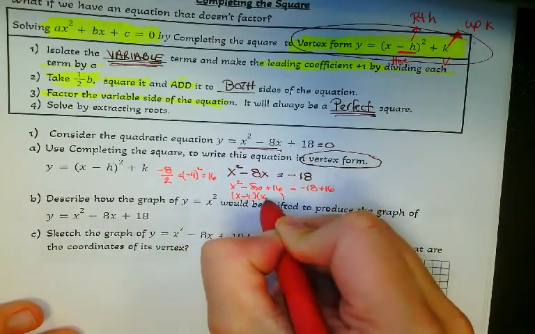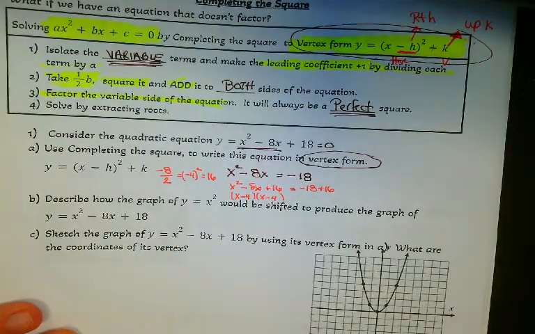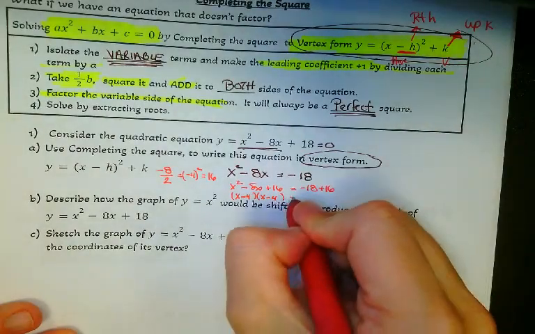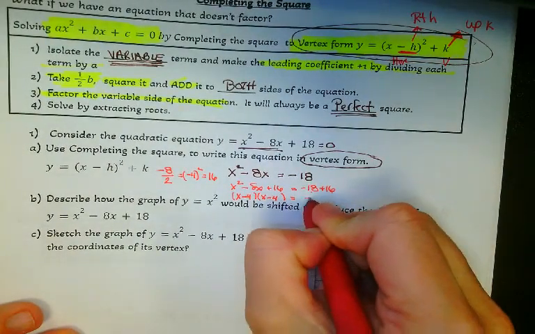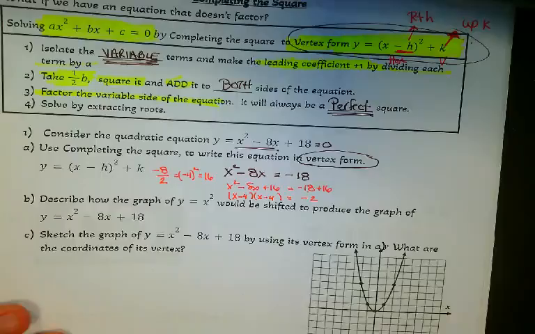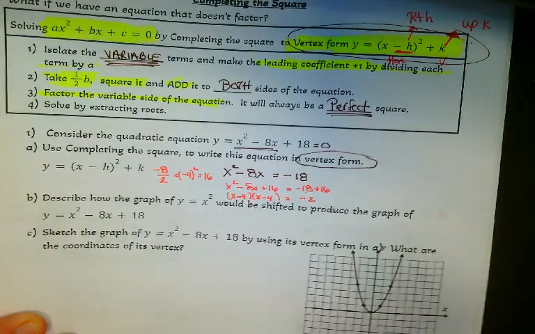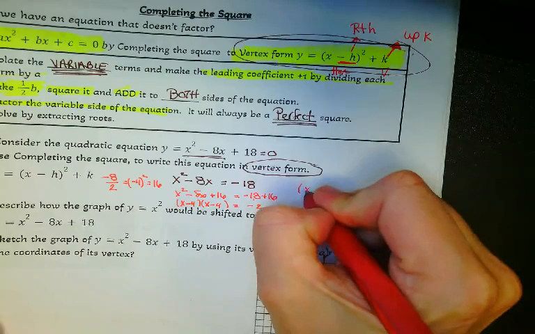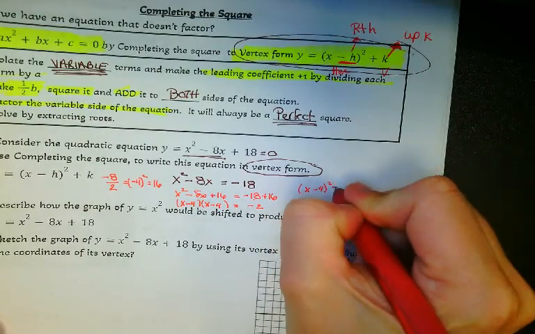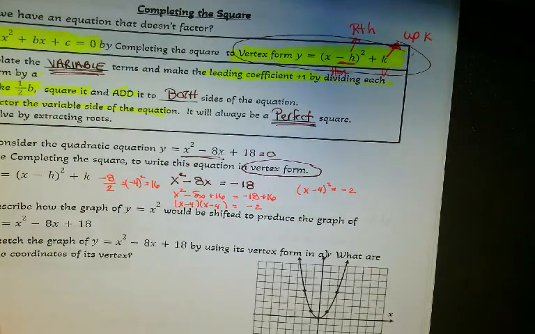Perfect. Minus 4 and minus 4, meaning they should be the exact same every time. Negative 18 plus 16 is negative 2. Okay. So because I got 2 of the same thing, I will always be able to write that as a squared. So that's really just x minus 4 squared equals -2.